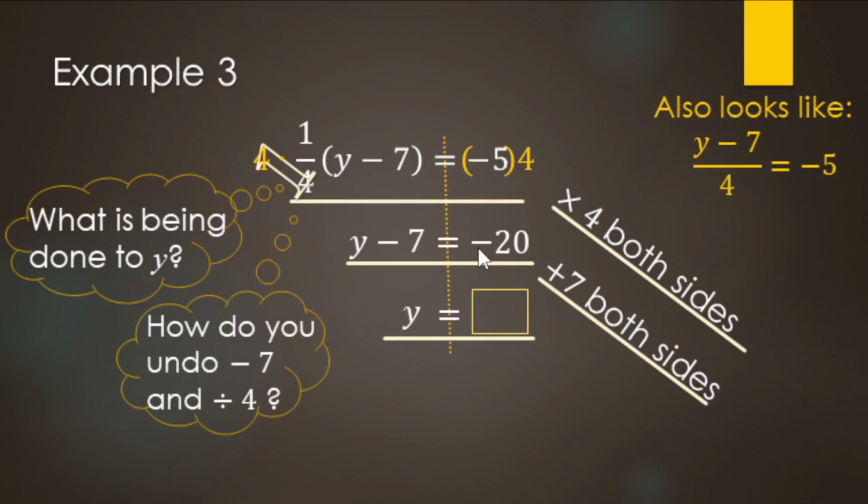And then negative 20 plus 7. Well, think money again. So this is you owe $20. You have $7. You owe more than what you have, so it's going to be a negative amount, or an owe amount, or a debt. And then 20 minus 7 is 13. So y equals negative 13 is the solution.